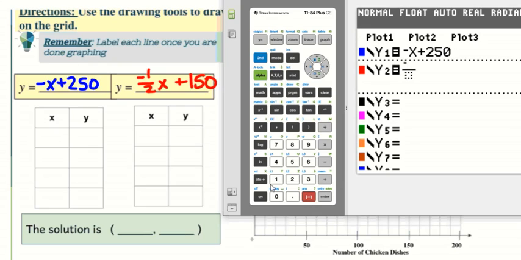And I type in my fraction, negative 1 on the top, then I go down and type in 2, and then I have to remember to go over to jump out of the fraction. Now I can continue to type in the rest of my equation, x plus 150.